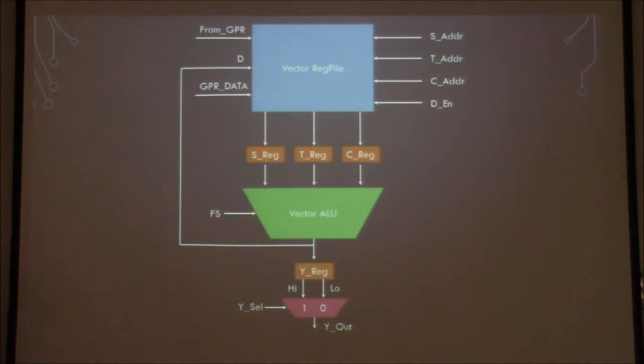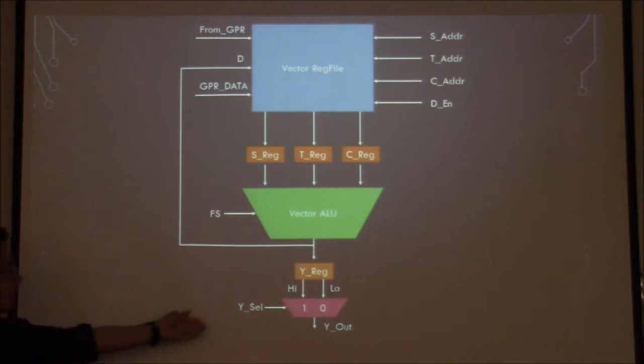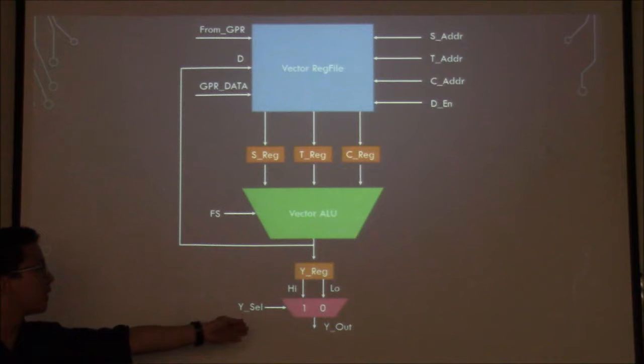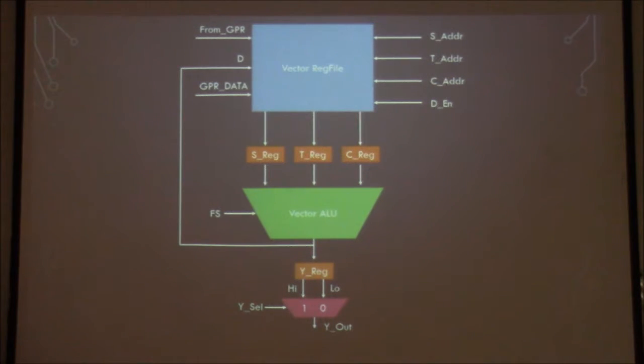The vector ALU basically houses all the operations that I need, which I will go over shortly. And then there's my Y reg, so the result is stored into the Y register. Since I don't have 64-bit data buses, I set it high or low, and then I have a Y select, so I decide whether I want the high bits or the low bits. So you're just breaking it into two 32s.